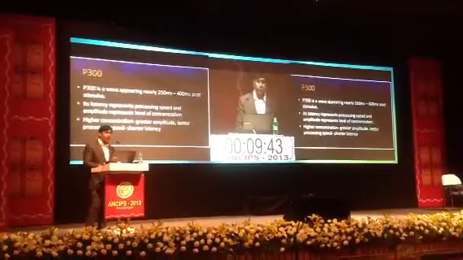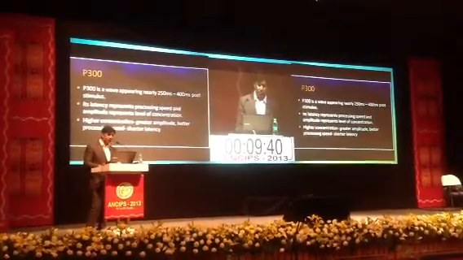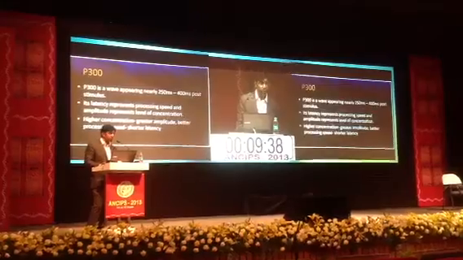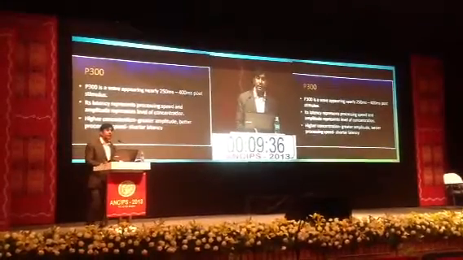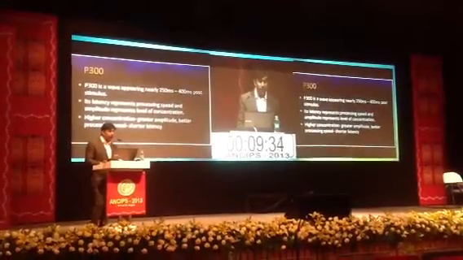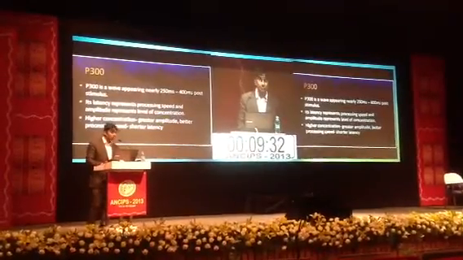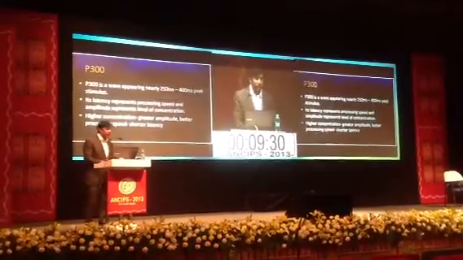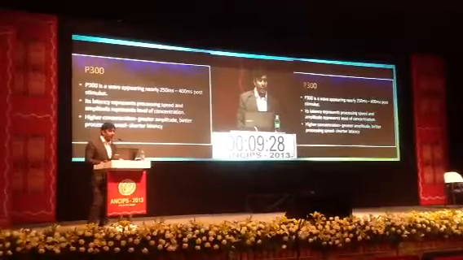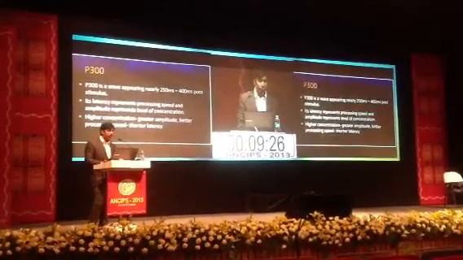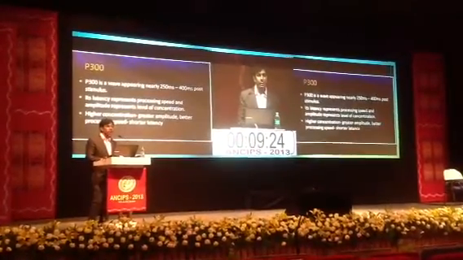P300 is a wave appearing nearly 250 milliseconds to 400 milliseconds post-stimulus. Its latency represents the processing speed and the amplitude represents the level of concentration of an individual. Higher concentration would lead to greater amplitudes, and better processing speed would lead to shorter latencies of the P300 wave.